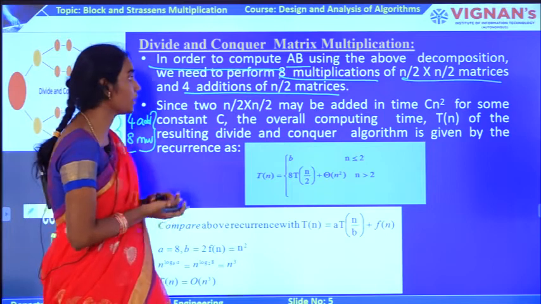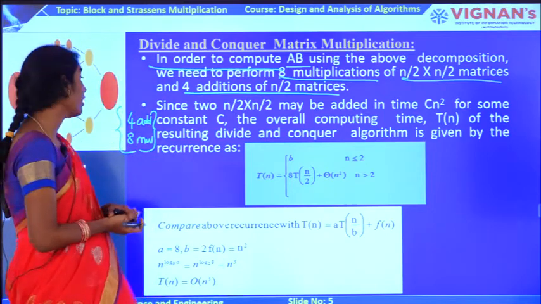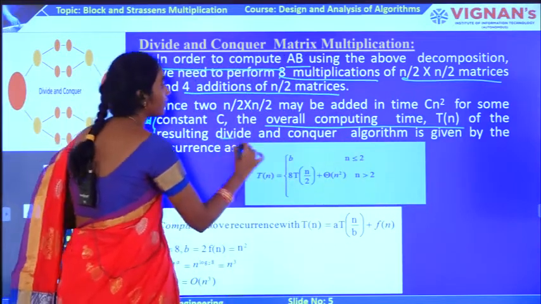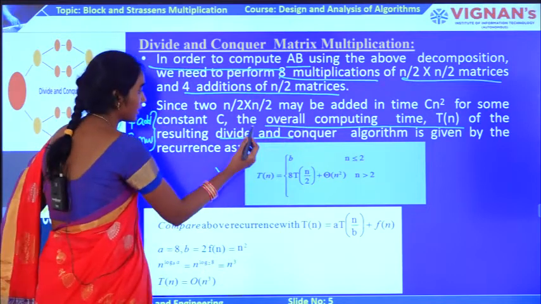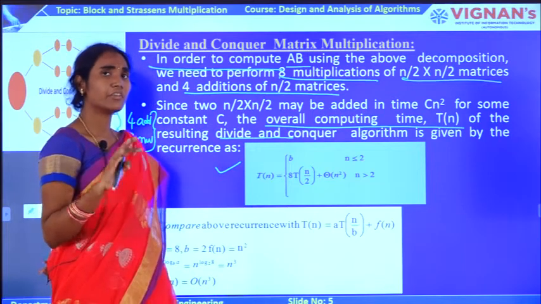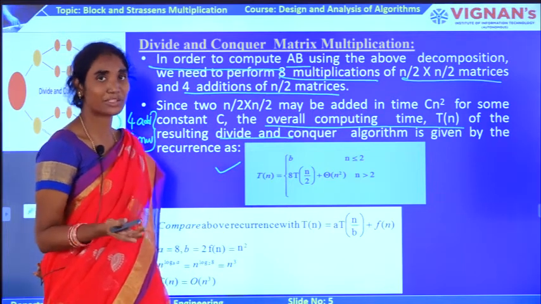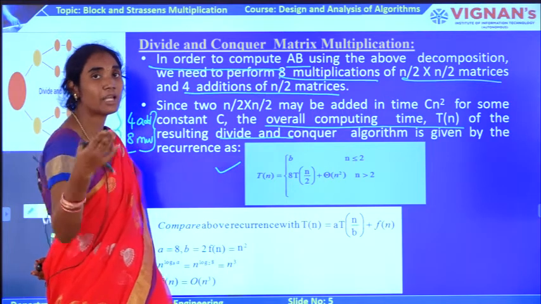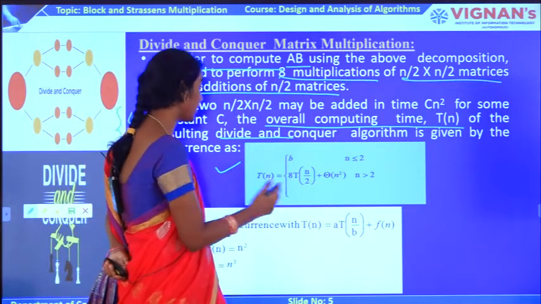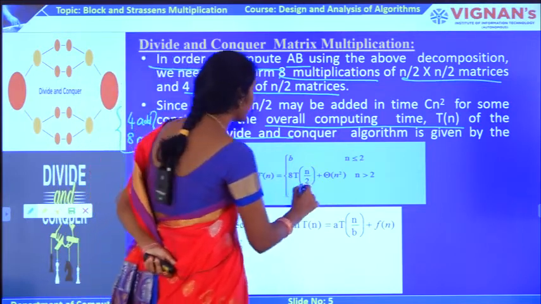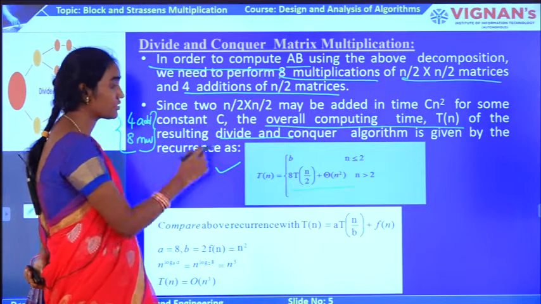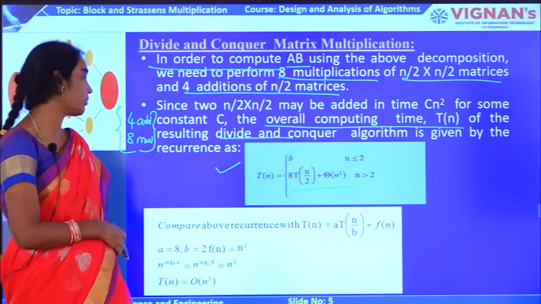Now since two n by 2 matrices may be added in time C n square, for some constant C, the overall computing time T of n for the resulting divide and conquer algorithm is given by a recurrence relation. T of n is equal to P when n is less than or equal to 2. That is, if it is a 1 by 1 matrix, directly I will have a solution: A into B will yield C. Now, if n is greater than 2, it is 8 T of n by 2 plus C n square. Compare the above recurrence relation with T of n equal to a T of n by b plus f of n.